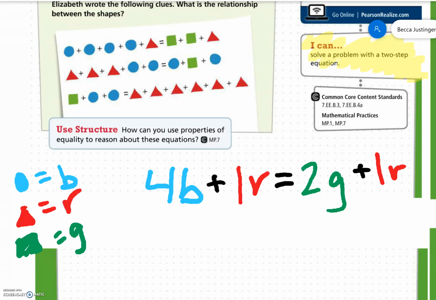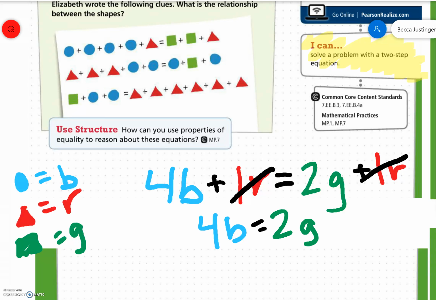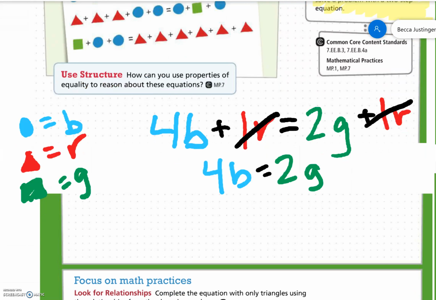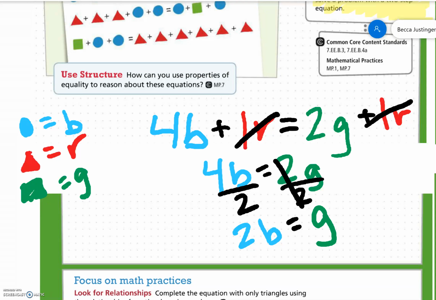With that relationship, does anybody see something maybe we can cancel out? We see that on both sides there's 1R. So that tells me that 4B is equal to 2G. And if we divide both sides by 2, this would cancel out, and we would see that 2B is equal to 1G. Okay.